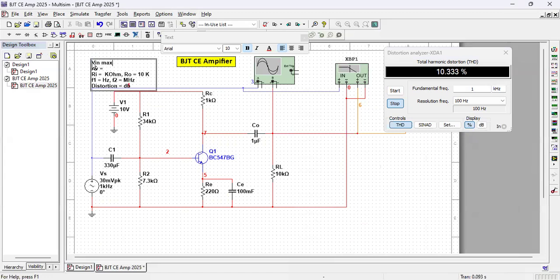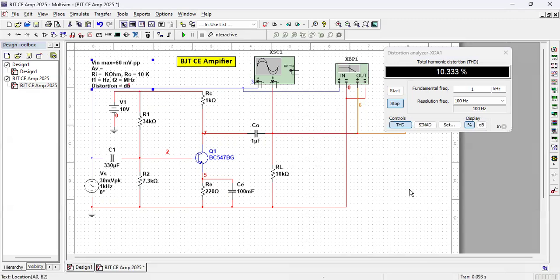equal to 60 millivolt peak to peak. So this is the design you have made. The V in max is 60 millivolt peak to peak. And with that, what distortion did you get? You got a distortion of 10%.